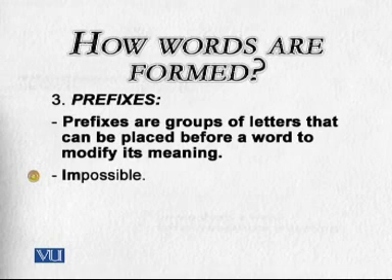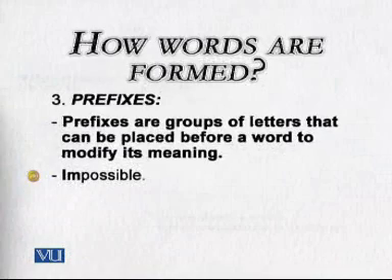Let's say possible is one word. From this possible, you can add im plus possible. Since I am putting im at the start of the word, it's called a prefix. If I add something at the end of the word, it will be called a suffix. So please do not forget, prefix means I'm adding at the start of a word, and suffix, I'm adding at the end of a word, okay?